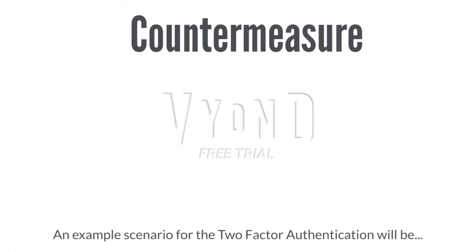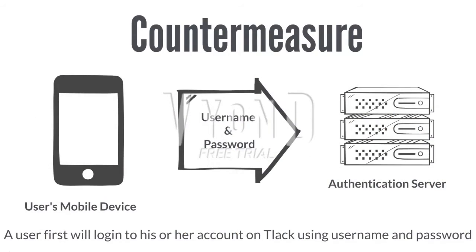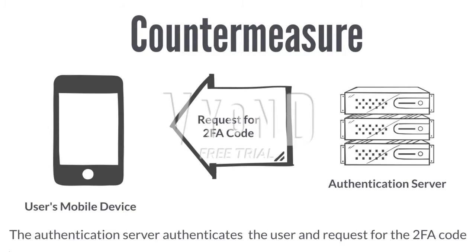An example scenario for the two-factor authentication will be: a user first will log into his or her account on Slack using username and password. The authentication server authenticates the user and requests the two-factor authentication code.